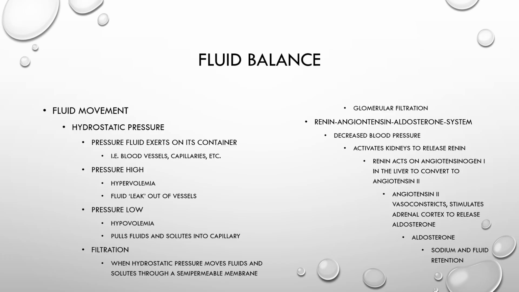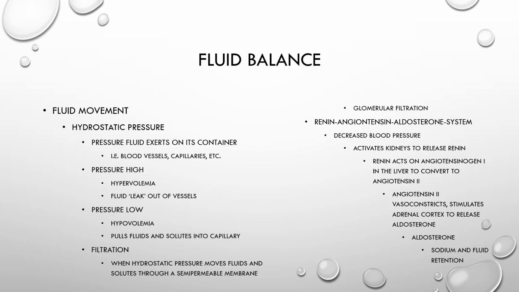Another way that our body manages fluids is our RAS system, so our renin-angiotensin-aldosterone system. So when our kidneys feel a decrease in blood pressure, they're going to release renin, which is going to go to the liver, be converted into angiotensin 1, and then angiotensin 2. Angiotensin 2 is going to constrict, and then we're also going to have a release of aldosterone from the adrenals. And aldosterone is going to retain sodium in fluid.